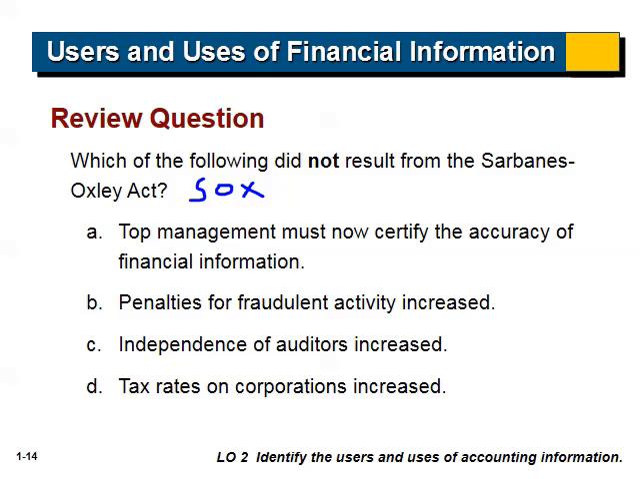C, independence of auditors increased. Well, that's also true. Auditors are the external companies that come into a business and make sure the financial statements are reported correctly. And then finally, D, tax rates on corporations increase. That is not true. So the answer is D.